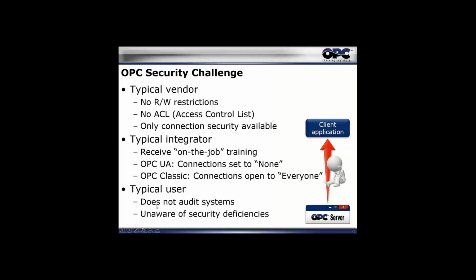Also, the typical user doesn't do audits, so they don't audit their systems. As a result, they don't know that the security isn't there. So they're really unaware of the security deficiencies, which in my opinion is more dangerous than people knowing their system isn't secure. In this case, they think it's secure, but it really isn't. And of course, because people don't do audits, they don't know. Again, we do audits, so this is the type of stuff that I see on a regular basis.